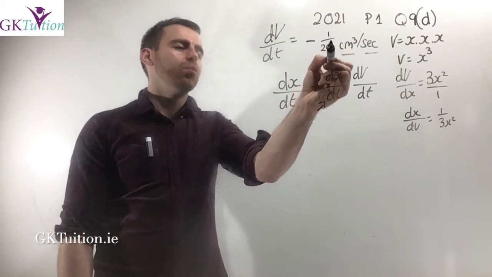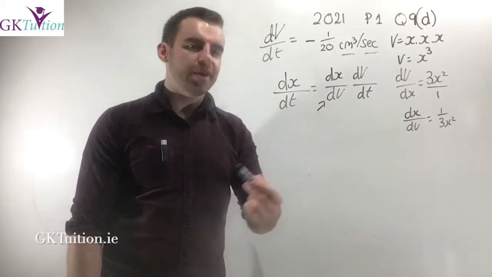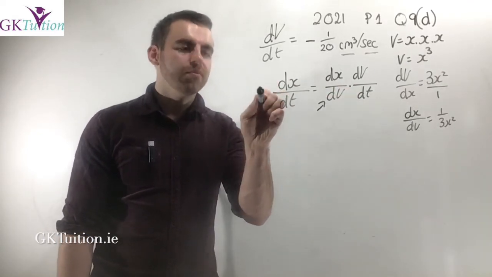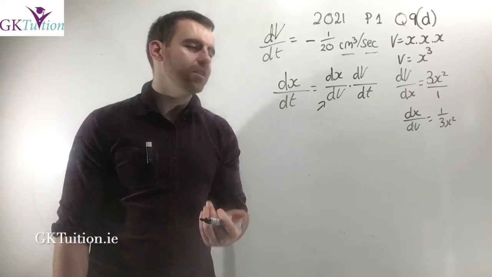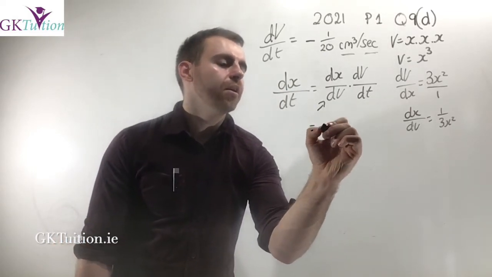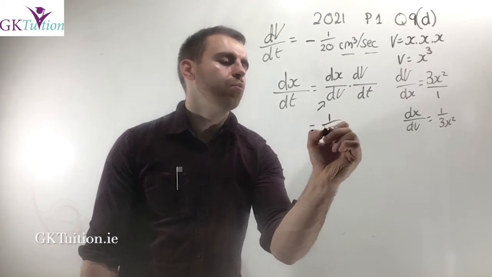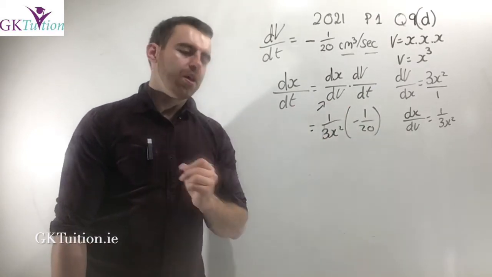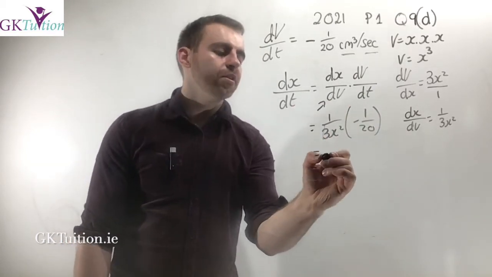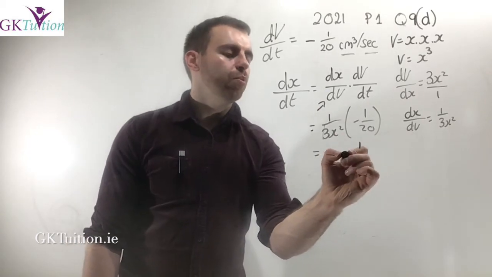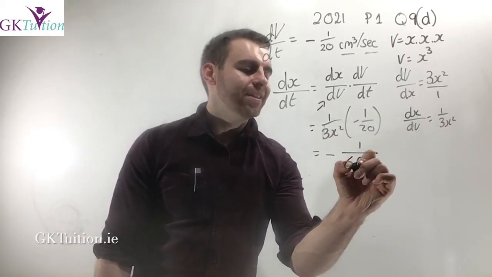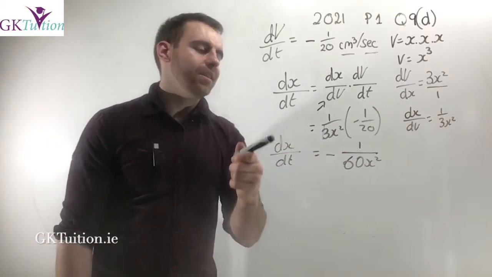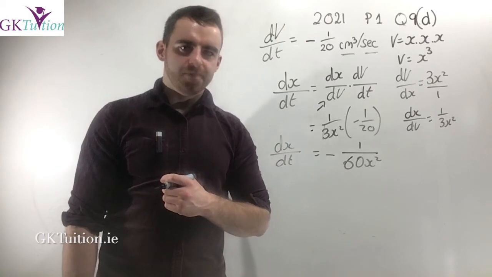dV/dt is minus 1 over 20, dx/dV is 1 over 3x squared. If I multiply dV/dt by dx/dV, I'm left with what I'm looking for, dx/dt, the rate of change of x. So if we simply sub in here, sorry, I'm going the wrong way around. It's 1 over 3x squared times minus 1 over 20. And if you multiply this out, it's a plus by a minus, which is a minus. 1 by 1 is simply 1. 3x squared by 20 is 60x squared. So the rate of change of x, dx/dt, is minus 1 over 60x squared.